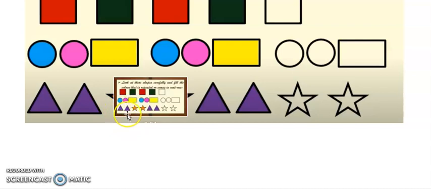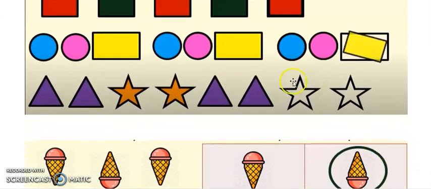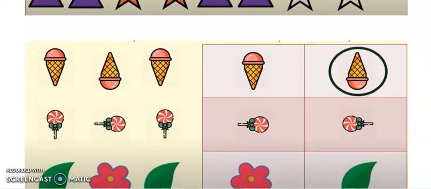Purple triangle. Again, purple triangle. Two yellow stars. Two purple triangles. Here, which color should be repeated, children? Two yellow stars should be repeated. Understood? Look at this. Two yellow stars. So here you should color two yellow stars, isn't it? You see here, two yellow stars should be repeated. Now let us look at the next picture.